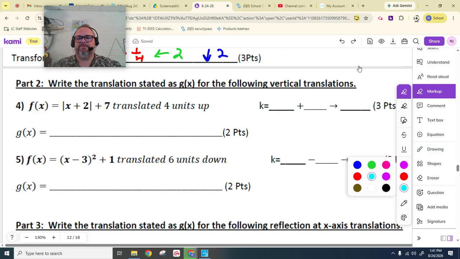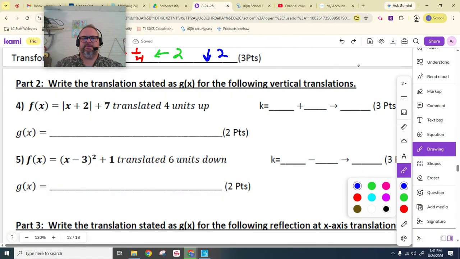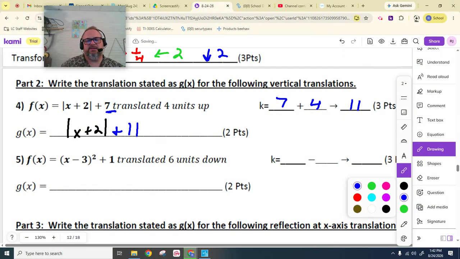Part 2. All right. Oh, I did the highlighter thing again. Dadgummit. X plus 2. All right, that doesn't change. So I'm translating 4 units up. So my K value is 7. I'm adding 4. 7 plus 4 is 11. That's really the only thing that changes, okay?